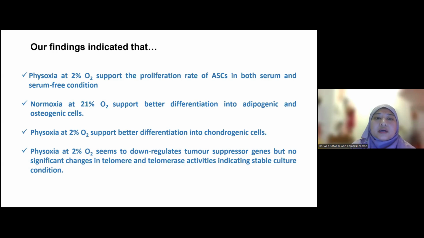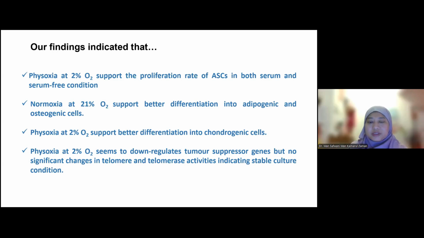And normoxia at 21% oxygen is still better in terms of supporting different differentiation types, especially into adipogenic and osteogenic cells. Whereas Physoxia at 2% oxygen seems to support better differentiation into chondrogenic cells. And Physoxia seems to downregulate tumor suppressor genes, although we think that this requires further investigation.